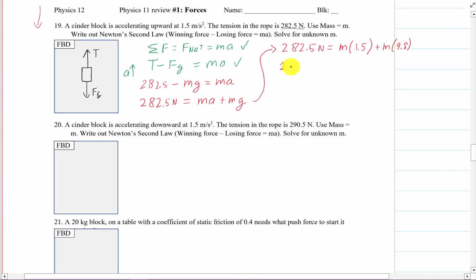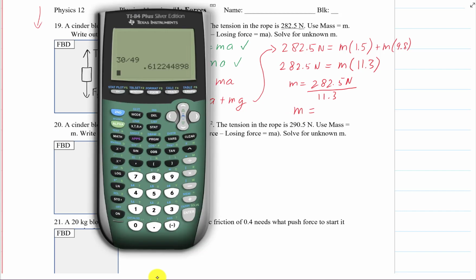So this is going to be 282.5 newtons, and that's going to be m times, and the combination of 1.5 and 9.8 is 11.3. So m is going to be equal to 282.5 newtons divided by 11.3. And that mass is going to equal, pull up Mr. Calculator, and we get 282.5 divided by 11.3, and we get a beautiful 25 kilograms.